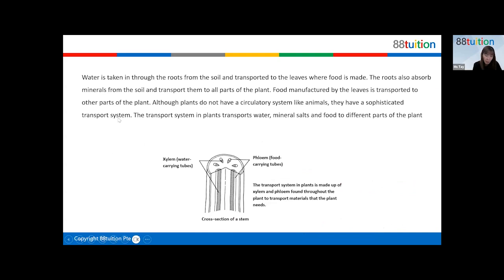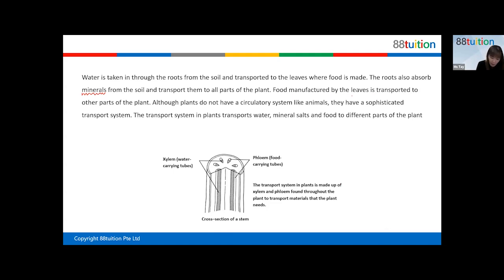Next. So I said just now, water is taken in through the roots, right, from the soil and transported to the leaves where food is made. The roots absorb minerals as well. So where will these minerals be found? Inside the soil water. Meaning in the soil there is water, the water dissolves the mineral salts and they enter together into the roots. Okay?